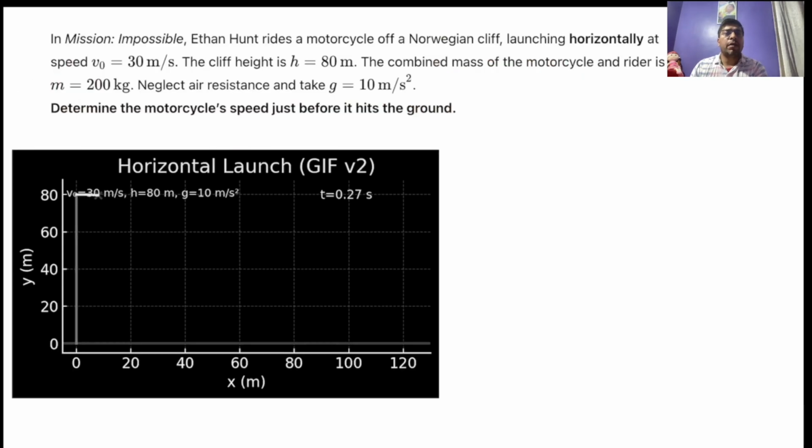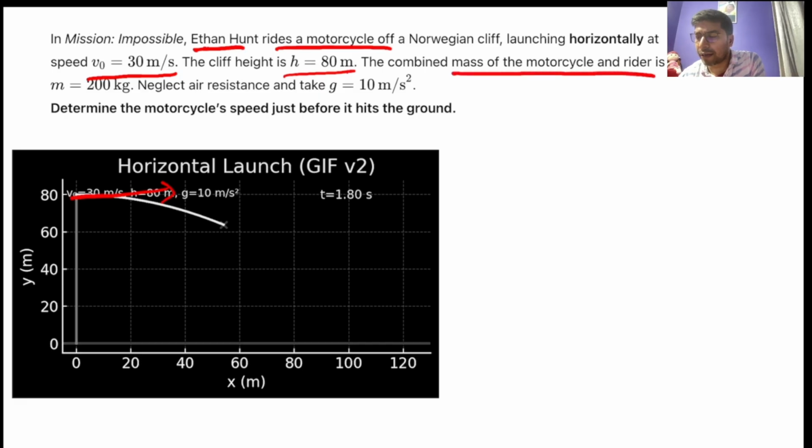In movie Mission Impossible, Ethan Hunt rides a motorcycle, okay, and he launched his motorcycle with velocity 30 meter per second in horizontal direction from the cliff of height 80 meter. Height was how much? 80 meter. The combined mass of rider and bike is 200 kg, and we have to neglect air resistance and take g equal to 10 meter per second squared. And we have to calculate the speed of motorcycle at ground, right?